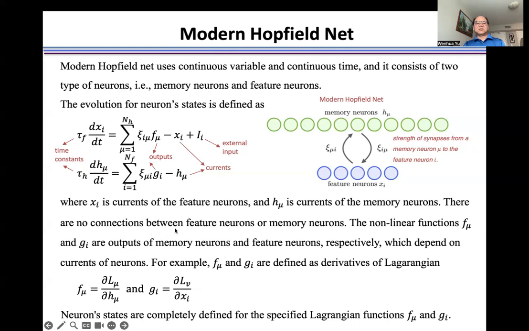There are no connections between feature neurons or between memory neurons. The nonlinear functions alpha and G are outputs of memory neurons and feature neurons respectively, which depend on currents of neurons. For example, alpha and G are defined as derivatives of Lagrangians here. Neuron states are completely defined for the specified Lagrangian functions f and g.